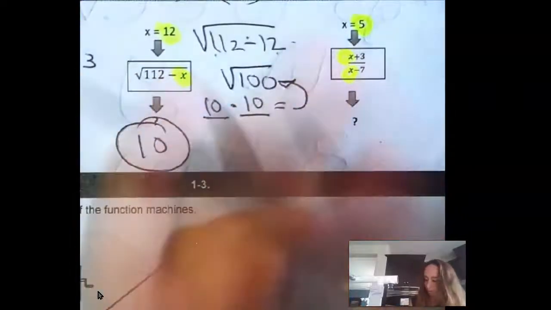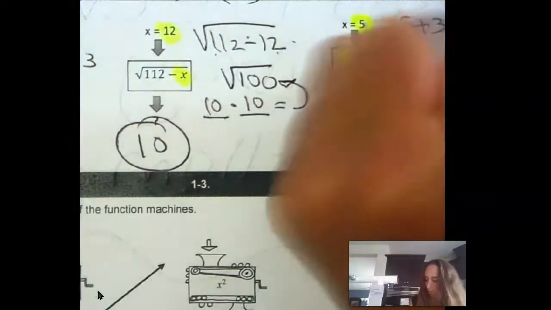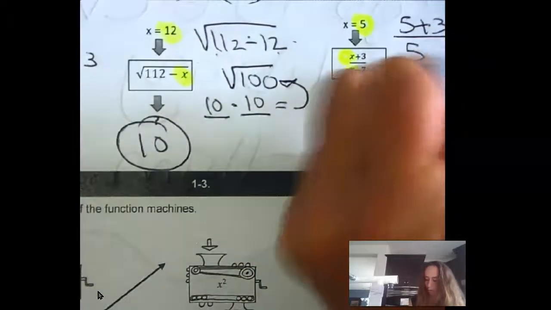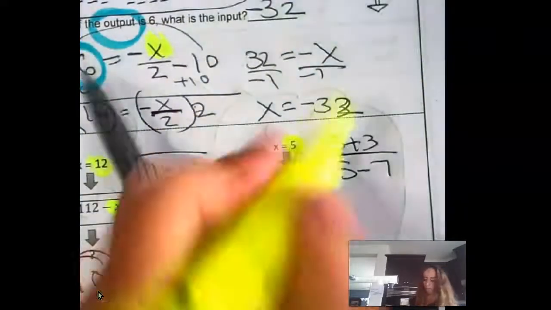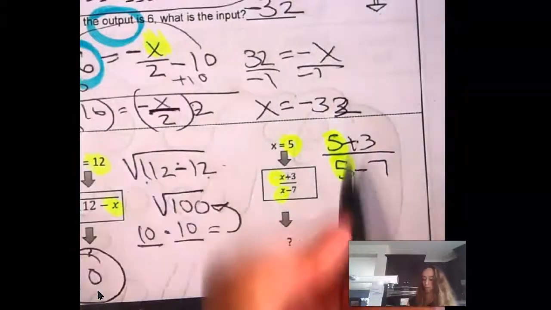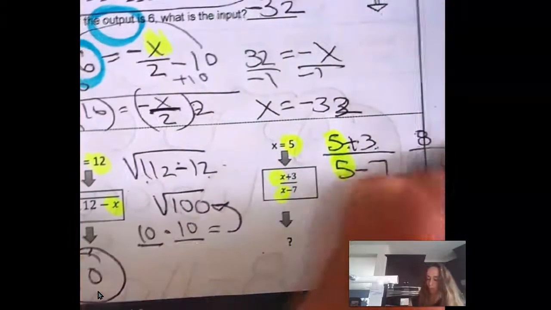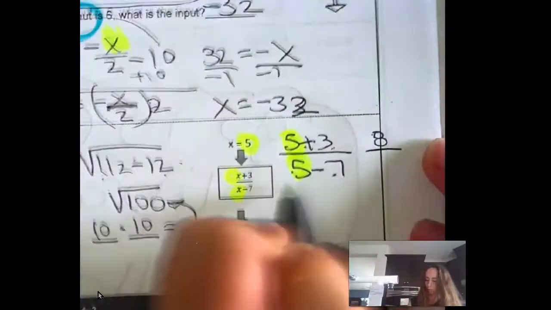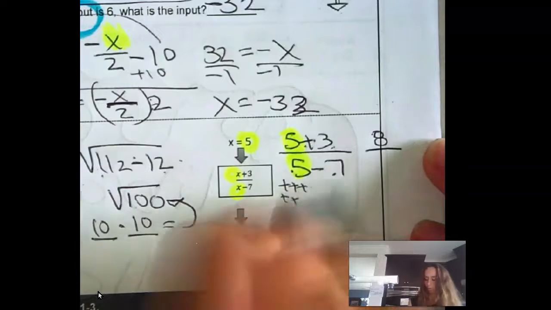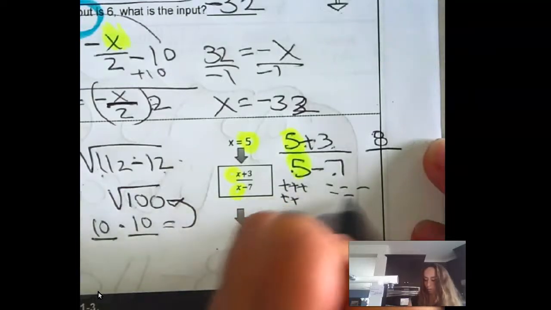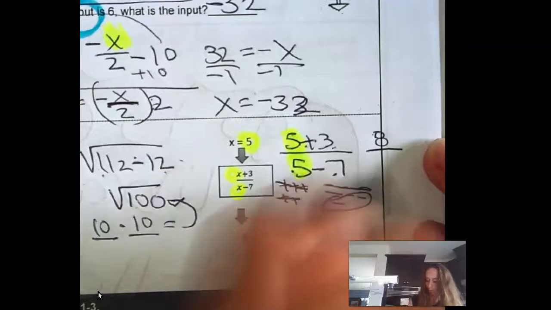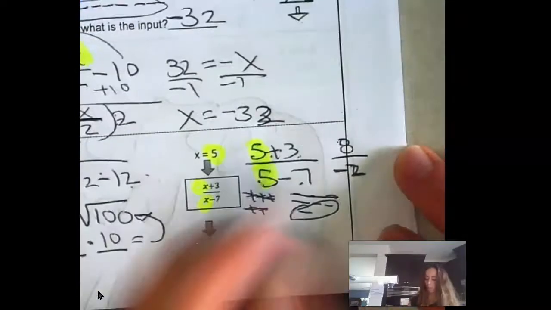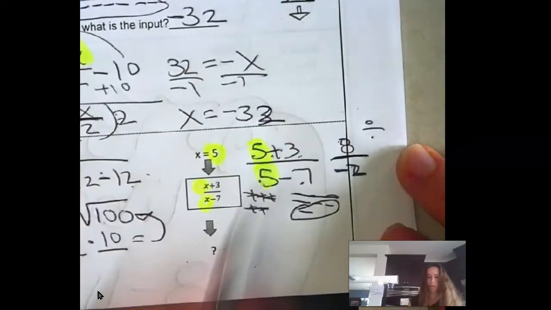So that looks like 5 plus 3 over 5 minus 7. Sorry, so I plugged the 5 in there. 5 plus 3 is 8. 5 minus 7 is negative 2. 8 divided by negative 2, boom, negative 4. This line means divide.